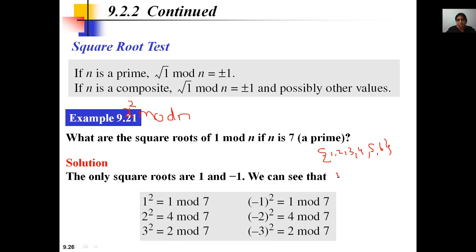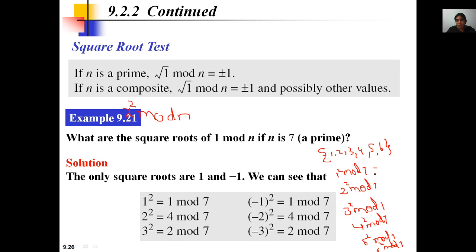Now you take 1 square mod 7, 2 square mod 7, 3 square mod 7, 4 square mod 7 and 5 square mod 7. Like that you need to find out till n minus 1, and 6 square mod 7.